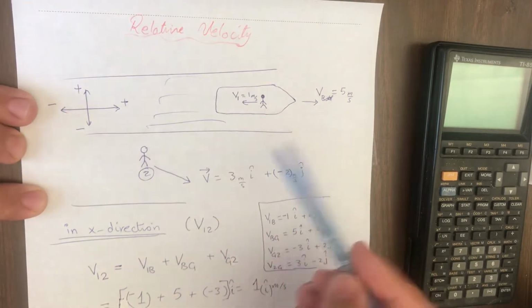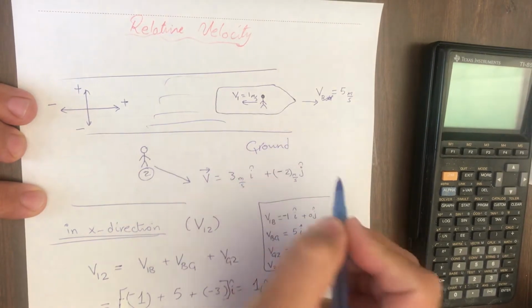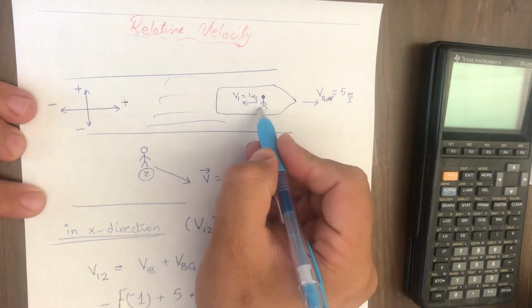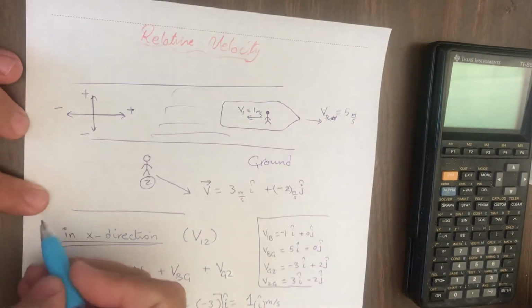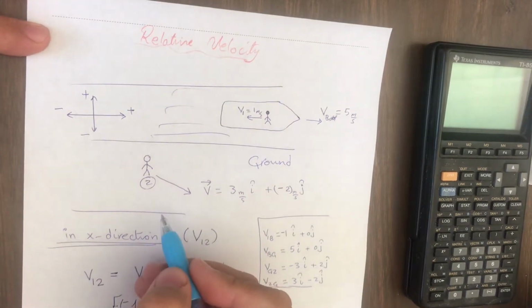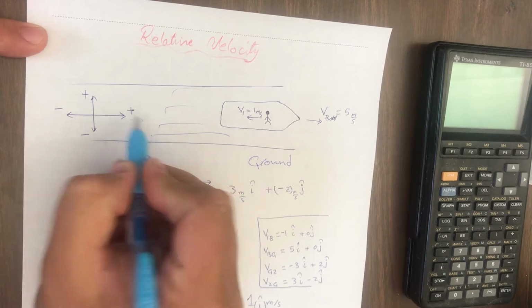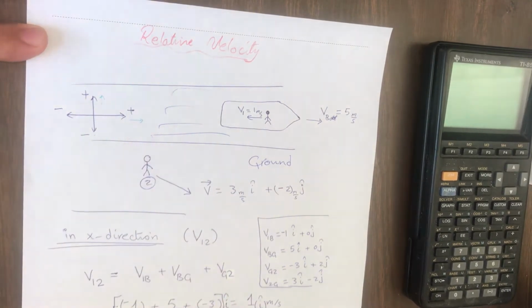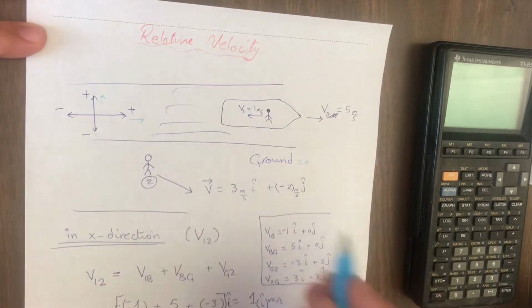with respect to the ground, this is the ground. Okay, it's a simple idea. And there's a person moving by 1 meter per second to the left. We need to assume or consider our directions. So this is the positive x, this is the positive y, this is the negative y, this is the negative x. The ground has a zero velocity with respect to itself.